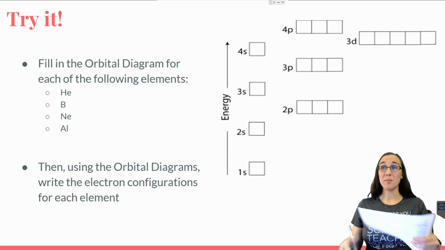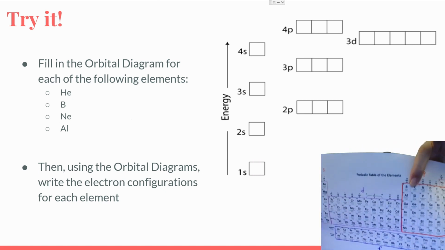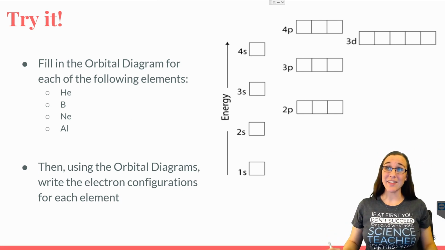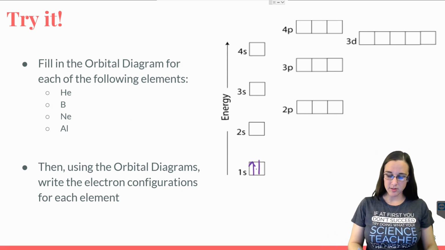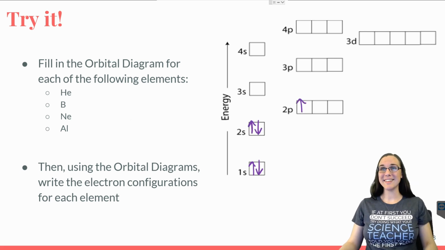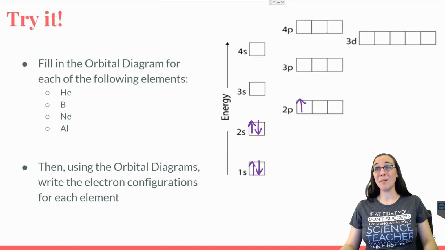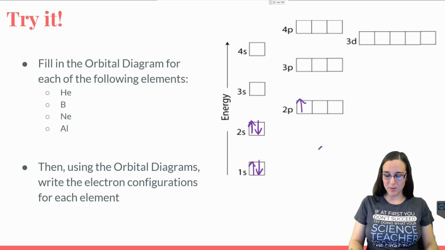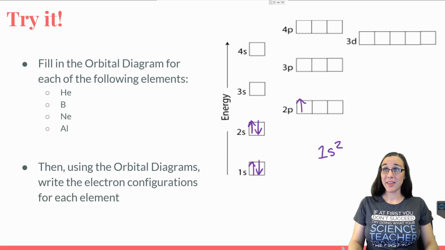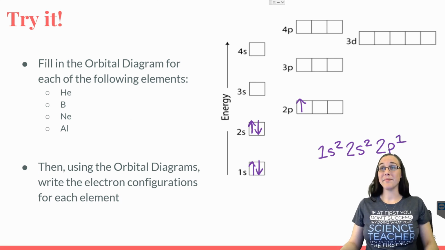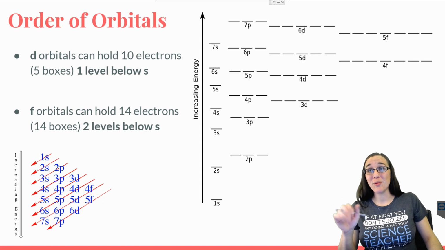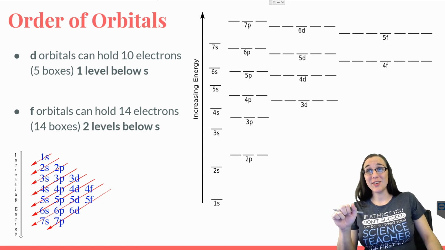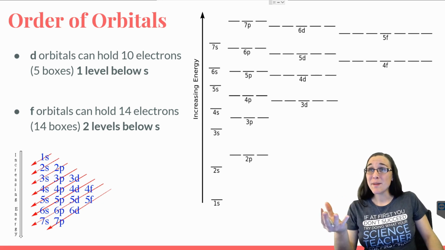Let's try boron. Boron is right here, and boron has 5 electrons. So 1, 2, 3, 4, 5. Great. That would be the orbital filling diagram for boron. Now, if I wanted to also write out the electron configuration from this, it would be 1s2, 2s2, 2p1.